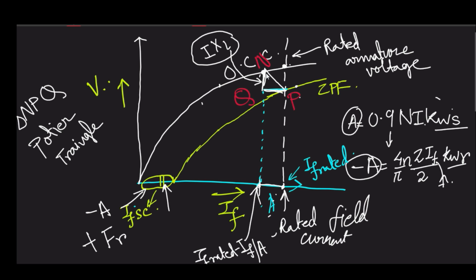Another method we can have is that we can construct this zero power factor characteristic from our existing one, meaning experimentally constructing this zero power factor characteristic from the Potier triangle. How can we do it? Let us try to understand that.